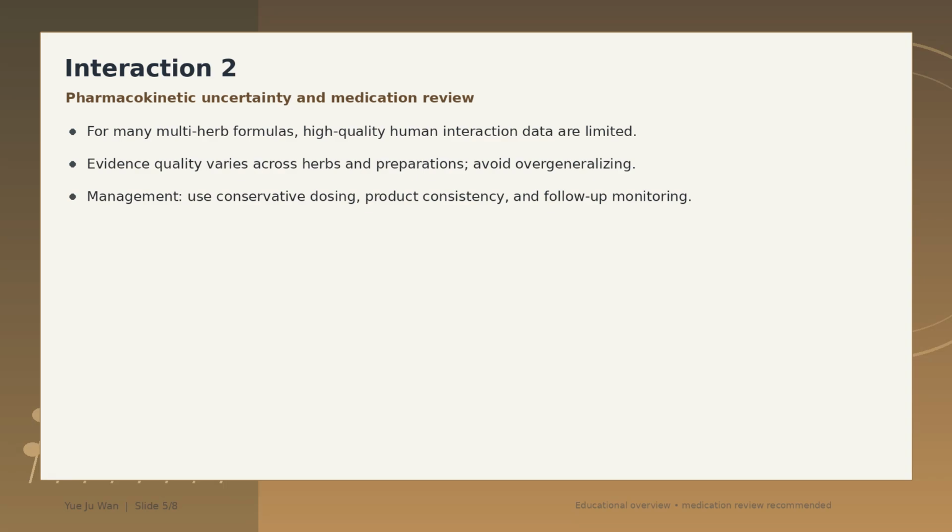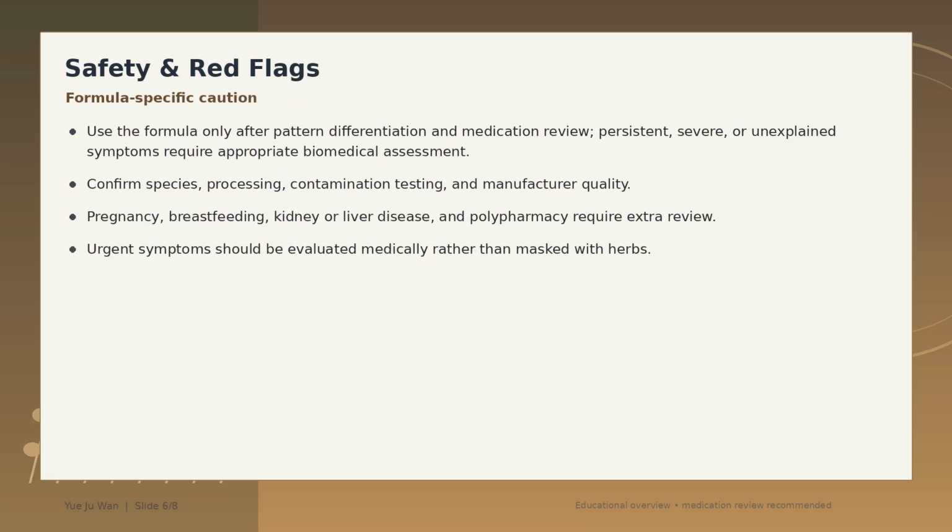The quality of evidence for herb-drug interactions ranges from pharmacology and case reports to controlled human data, and that evidence is uneven. Therefore, distinguish a proven contraindication from a plausible additive effect, and use monitoring where the uncertainty is clinically meaningful. Safety summary: use the formula only after pattern differentiation and medication review.